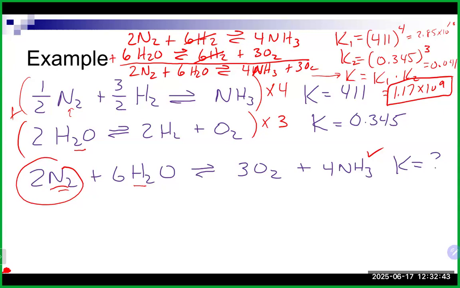Gotcha. And really, the things that we're canceling out here are what you might remember from kinetics as intermediates. Intermediates in a chemical reaction are things that are produced early on in the reaction and then get used up by the time the reaction's over. That's why they don't appear in the overall reaction. So that's what those things are that get used up. Any questions?